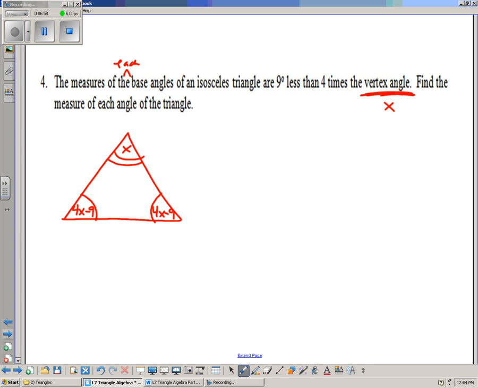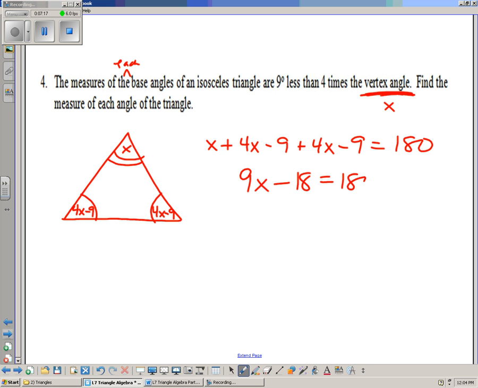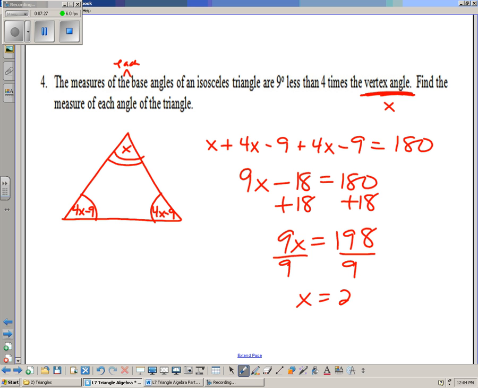We want to find the measure of each angle of the triangle. So again, we have 3 angles in a triangle. All 3 add up to 180 degrees. We can do that because they're all angles inside the triangle. X plus 4x is 9x, minus 18 is 180. Add 18 to both sides. We get 9x is 198. Divide by 9. X turns out to be 22.